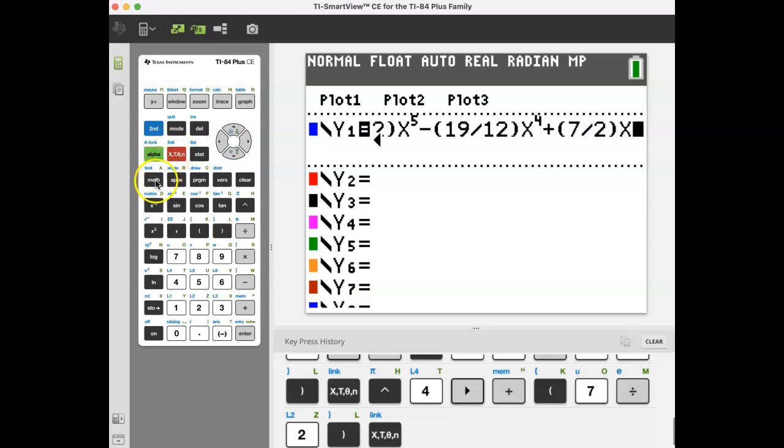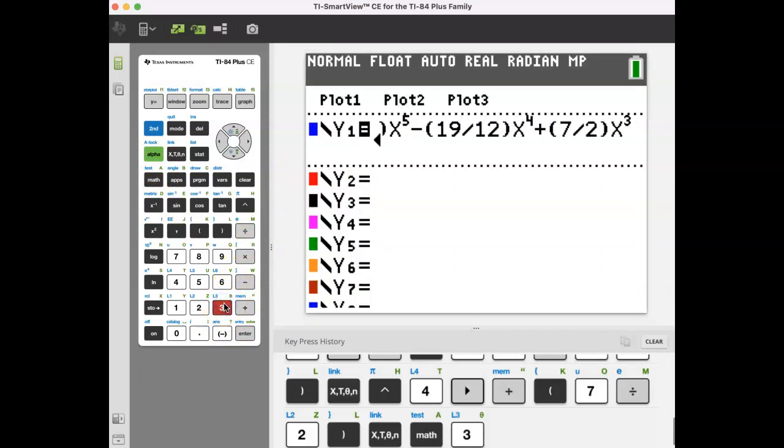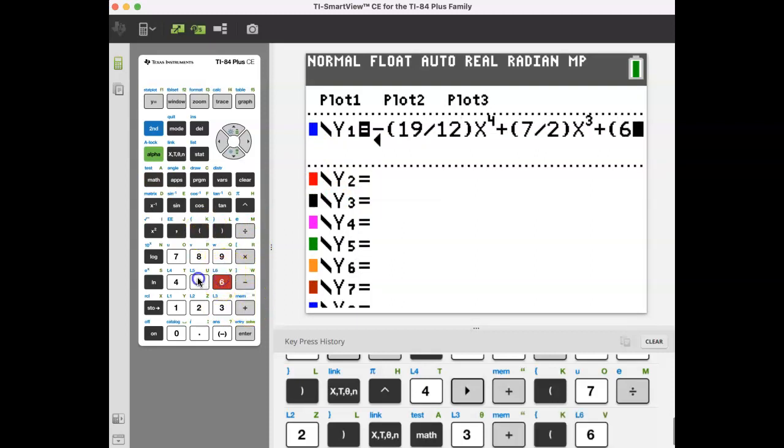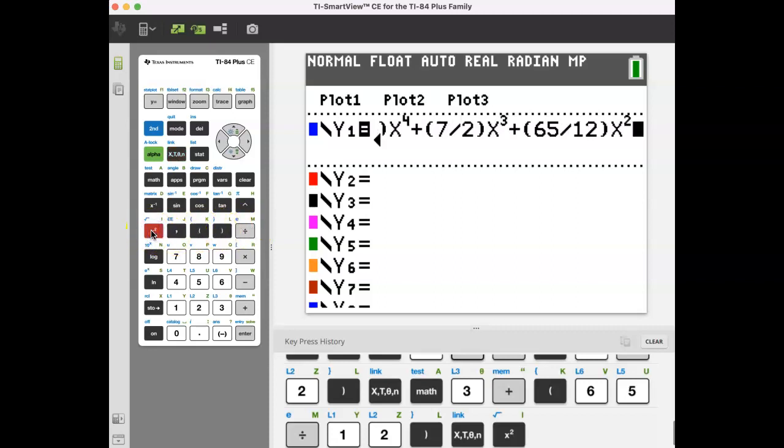Or we can go to math. Math is underneath alpha on the left-hand side. And you can press number 3 because that is a cube as well, and it'll automatically put a cube for you. Then our next term, we're going to add open parentheses 65 divided by 12, close parentheses, x squared. Here you have also an option. Yes, use the caret, raise it to the 2nd power, or on the left-hand side, you can hit the squared button. It is in the row above 7, 8, 9, all the way to the left.